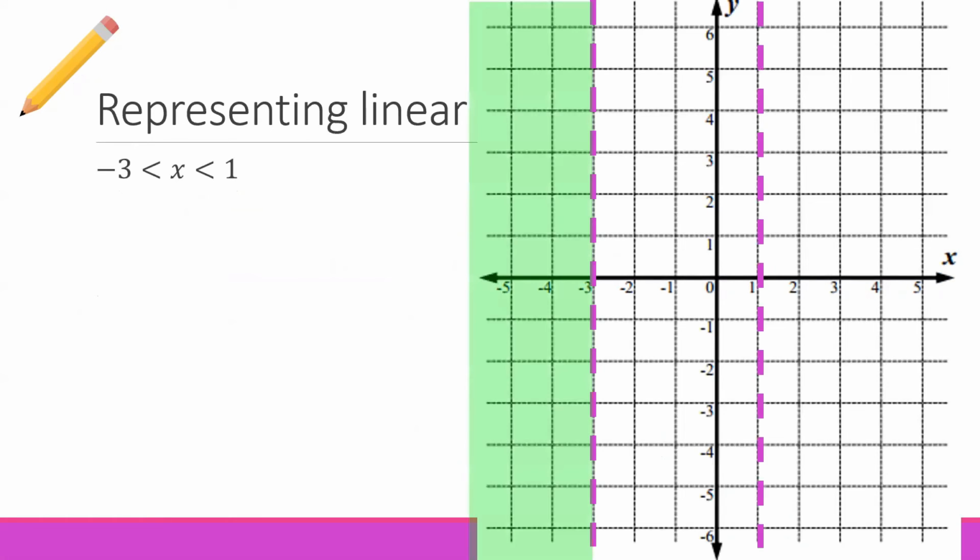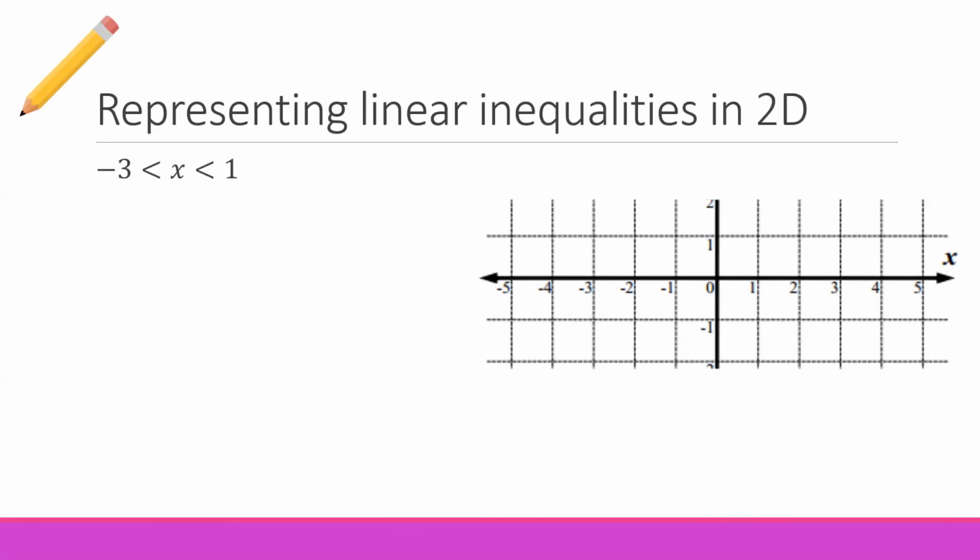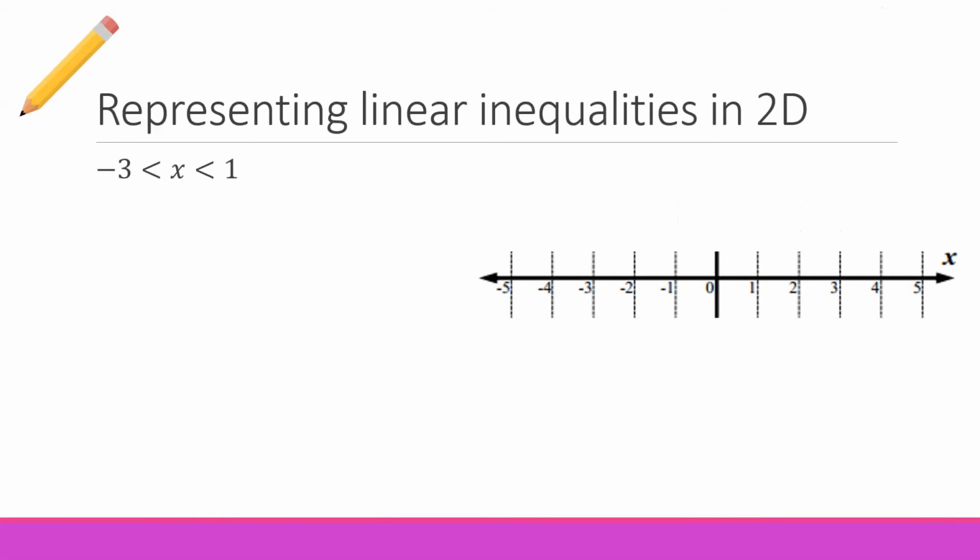Okay. So we haven't talked about this one here. So this is the one we're going to talk about now. So -3 is less than x is less than 1. Now, don't plot this yet, but I want to show you guys this first. If I was to plot this, how would I represent this in one dimension? I would draw a circle at -3, and then a circle at 1, and then we'll just draw a solid line connecting the two. Easy.